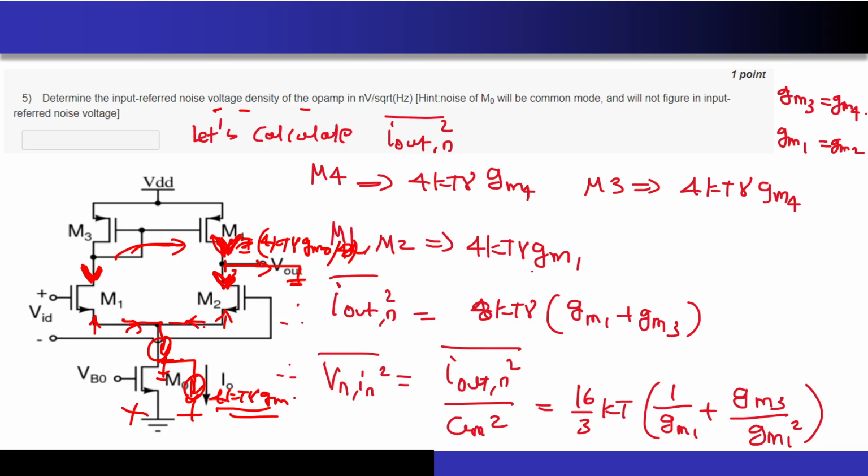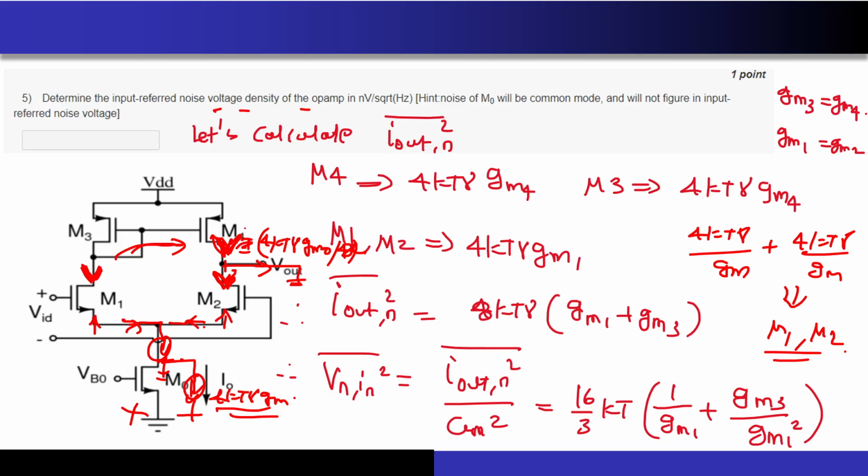For M1 and M2, you will directly get whatever input referred noise voltage you usually get, right? Something like 4 kT gamma by GM plus 4 kT gamma by GM, correct? This will come from M1 and M2. We have seen this a lot of times. And now what about M3 and M4?